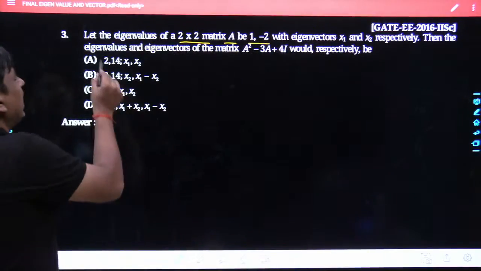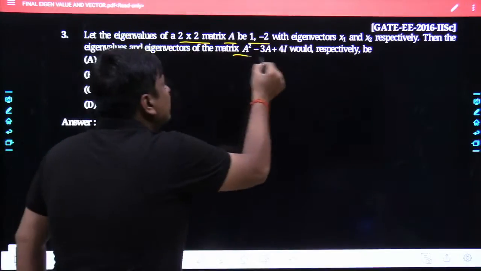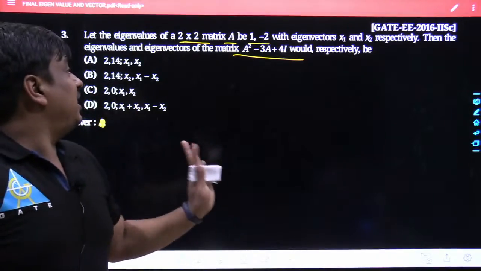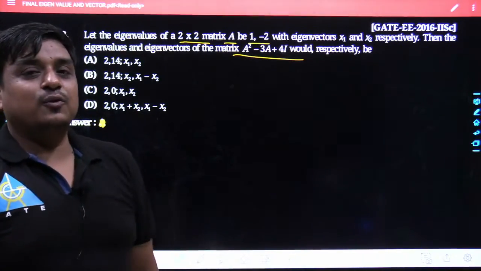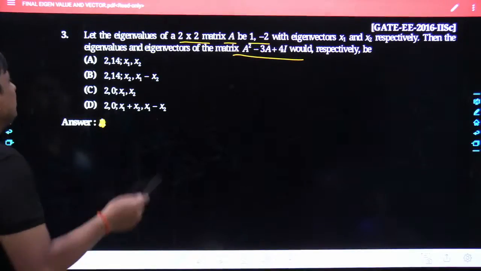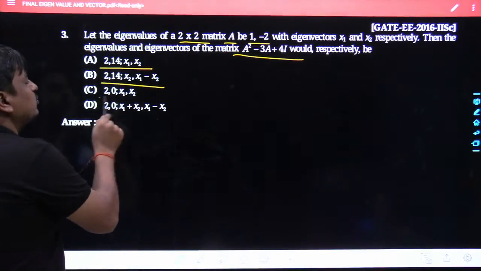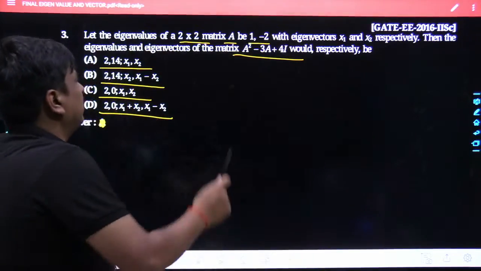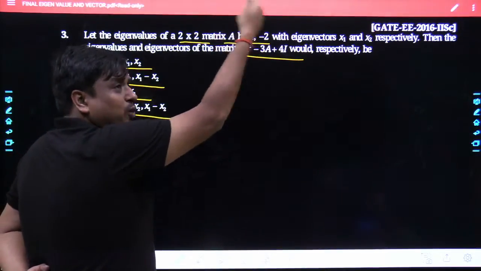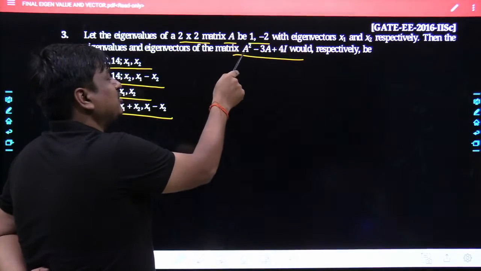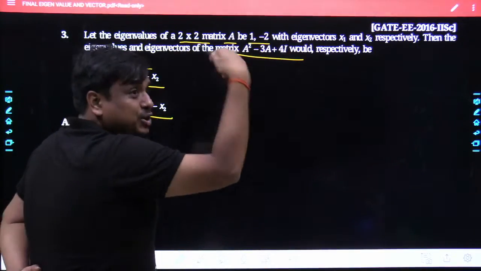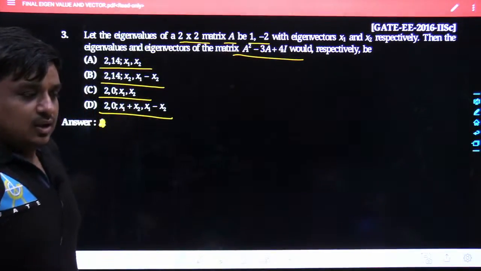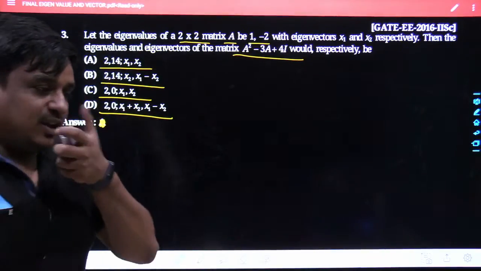Then the eigenvalues and the eigenvectors of a new matrix. The new matrix has been framed as A square minus 3A plus 4I. May I know what would be the new values of lambdas and of their corresponding eigenvectors? Like initially you have the eigenvector corresponding to 1. Now after taking A square it will become 1 minus 3 plus 4. What would be the corresponding eigenvector for that new eigenvalue? I just wanted to have the input from you guys.